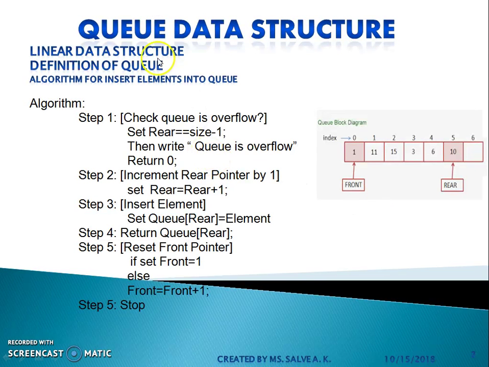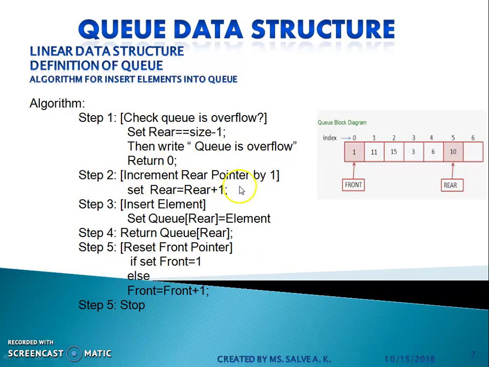Now we move to the queue data structure. The queue is a linear data structure in which insertion can be performed from one end and deletions can be performed from the other end. Now we see the algorithm to insert an element into the queue data structure. First we check whether the queue is overflow, that is, rear is equal to size minus 1. Then we write that the queue is overflow, then return the 0 value.